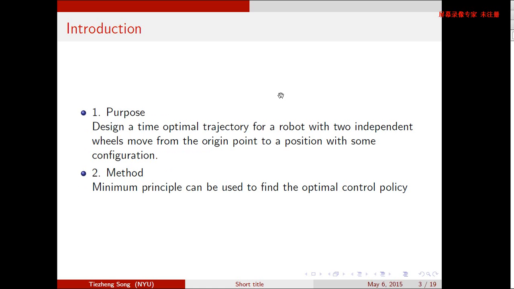So the purpose of this project is to design a time optimal trajectory for robots with two independent wheels to move from an original point to a position with some final configuration, which includes both the position and the orientation. Minimum principle can be used to find the optimal control policy, which we will find in bang-bang control.